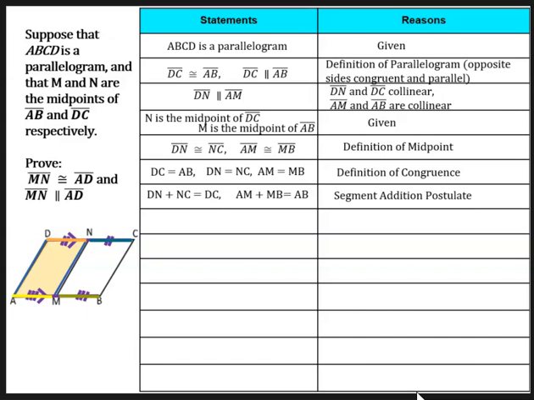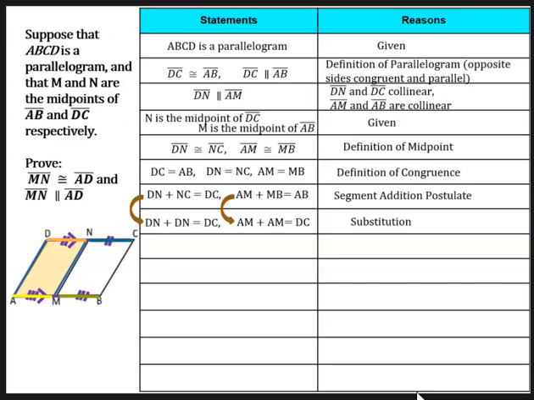Segment DN and segment NC make up segment DC. In the same way, the measure of segment AM plus the measure of segment MB equals the measure of segment AB. Now we can use substitution to take these two equations and substitute equivalent values in for them.